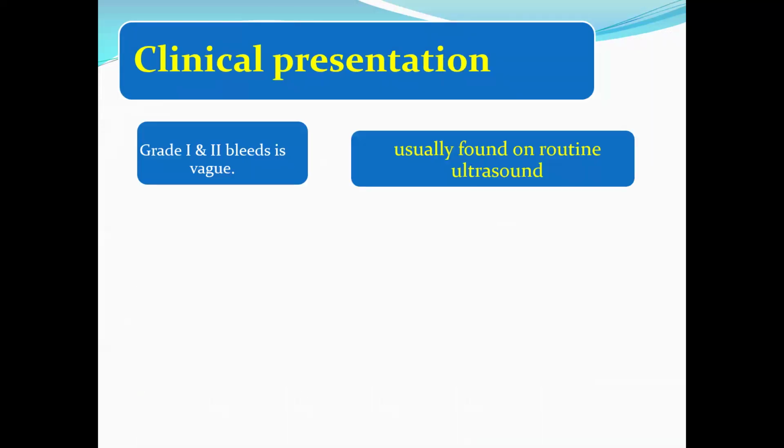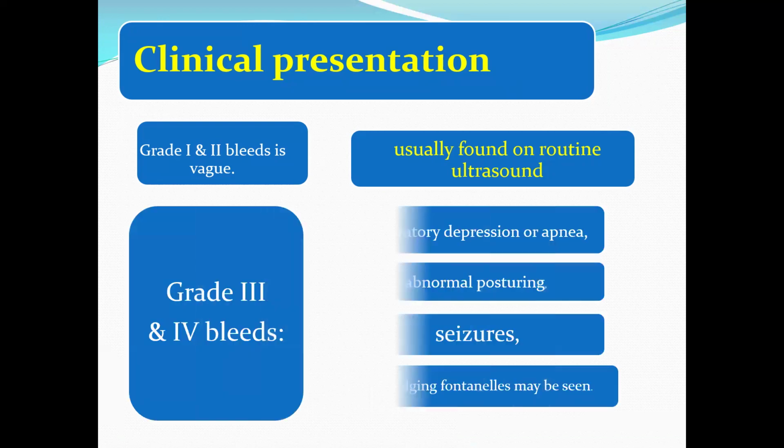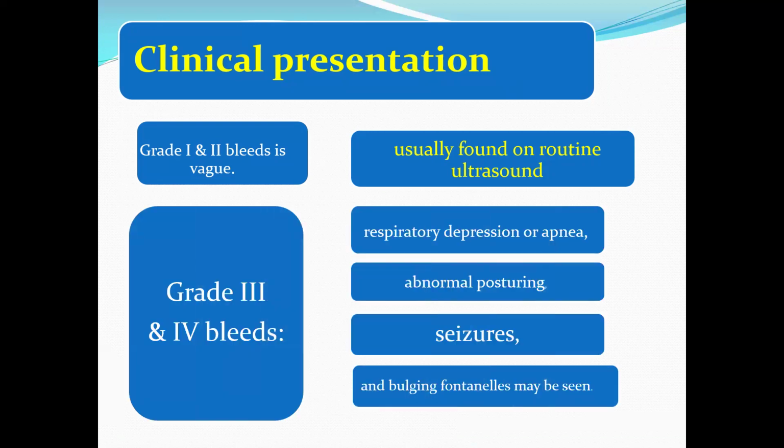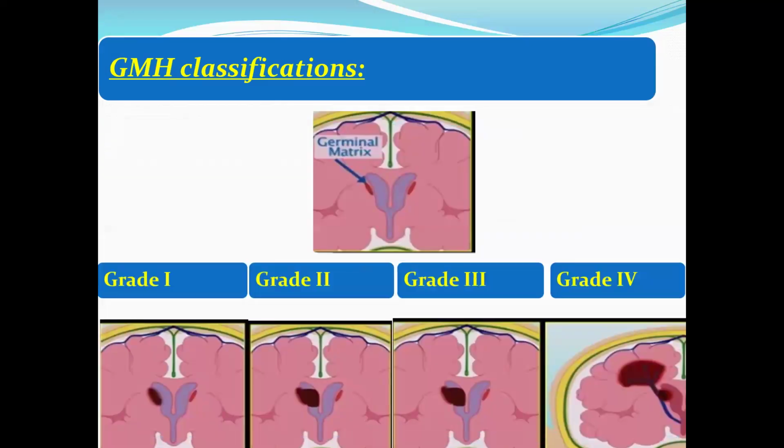Clinical presentation: grade 1 and grade 2 are usually asymptomatic and found on routine ultrasound. Grade 3 and grade 4 usually come with respiratory distress, abnormal posturing, seizure, and maybe bulging of the fontanelles. For grading of the germinal matrix hemorrhage, we have 4 grades: grade 1, grade 2, grade 3, grade 4. We will start from grade 1.